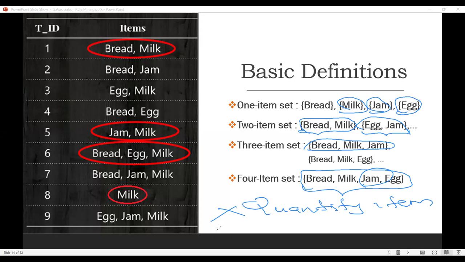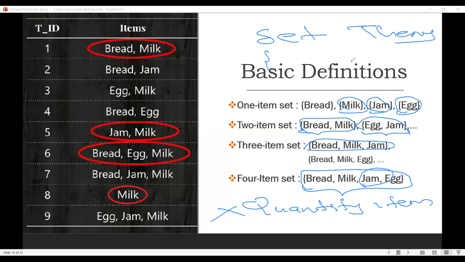Maybe the quantity is varying, right? A four item set in the sense he purchased each item 2 pairs, right? Two loaves of bread, 2 bottles of milk, 2 jam bottles, 2 eggs, or a number of eggs. What I'm telling here, a 4 item set means, so set theory, you know, right? We already know set theory, in your first year, right?